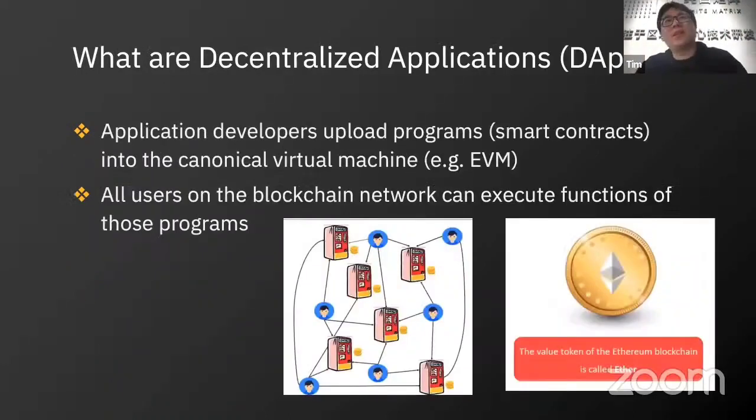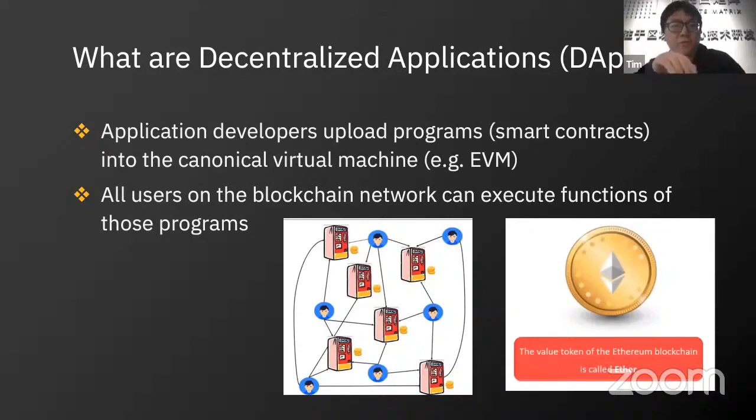Okay, so the next step is what are the decentralized applications, right? Basically, if you want to develop an application on a blockchain network, it's now possible because we have all these smart contracts available. The developer will first upload their program, the smart contract, into the canonical virtual machine, like EVM. And then all the users on this network can execute the functions of the program. So it already becomes a service, right?